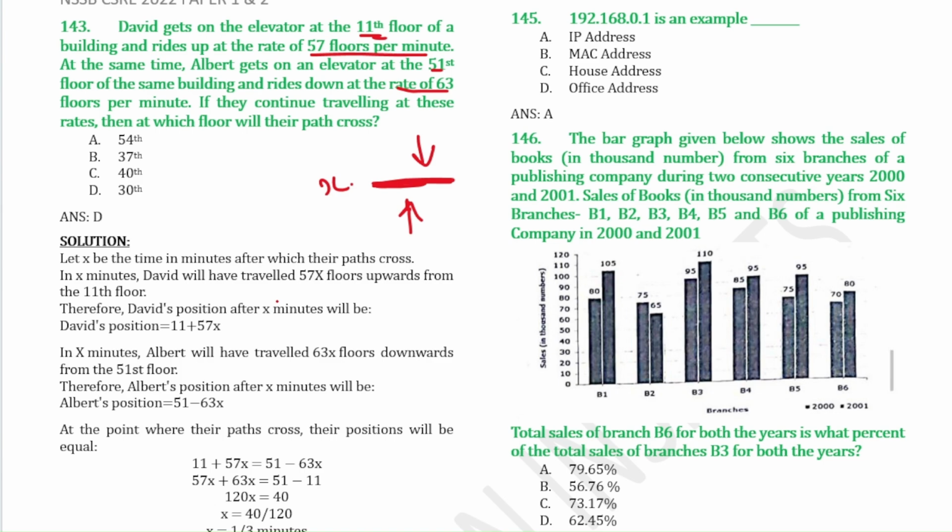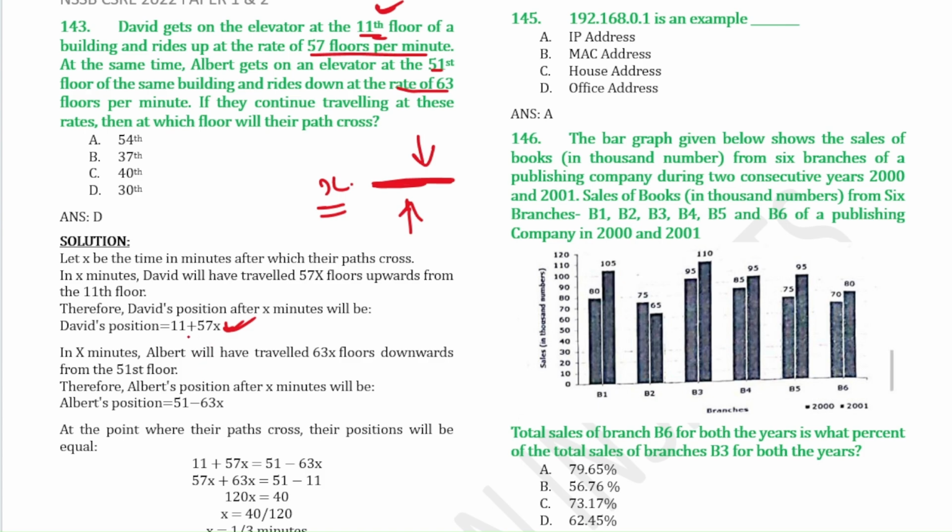So if you consider the time as x, for David, after x minutes, the position of David will be 11th floor plus 57x, right? Because the 11th floor is given, and then at the rate of 57 floors per minute. We don't know the value of x, so we will write it as 57x. And similarly for Albert.